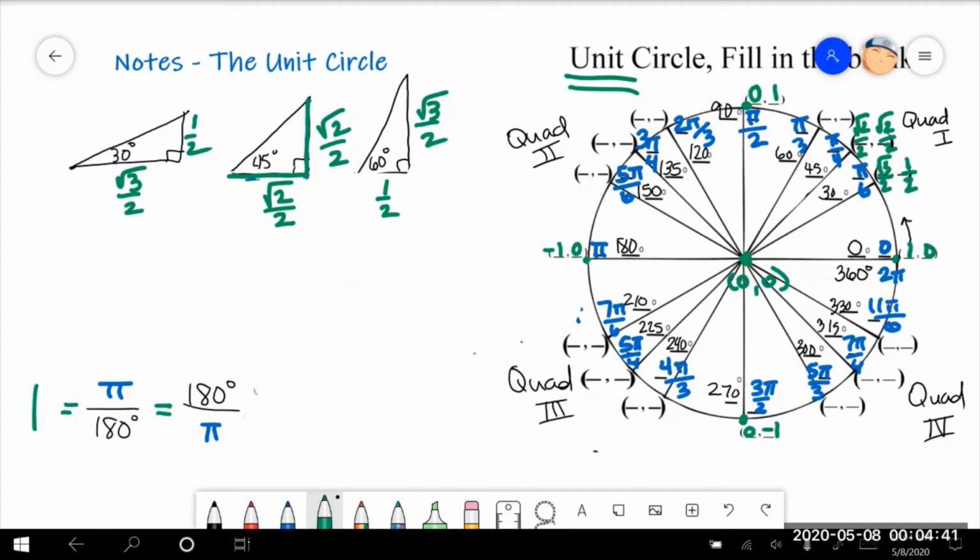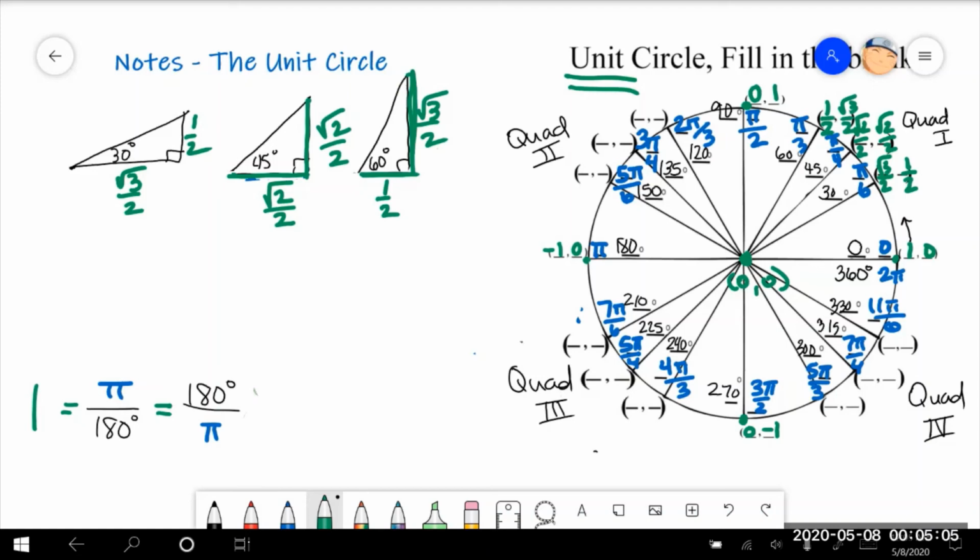And then for the 60, my horizontal is 1/2, so there's my x, and my vertical is root 3 over 2, so that's my y. Okay, and again, I apologize for this crazy looking unit circle. Hopefully you're filling one in for yourself that is a little more neat. So that takes care of the first quadrant.